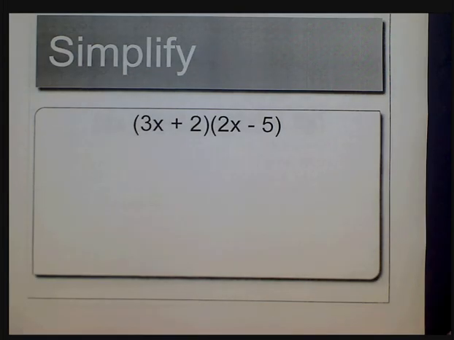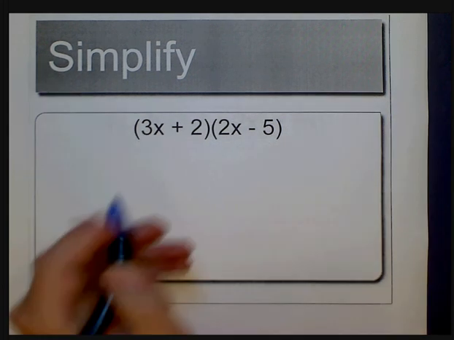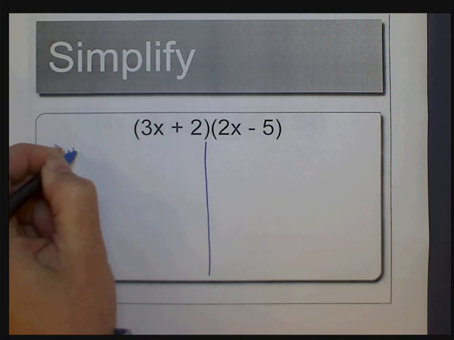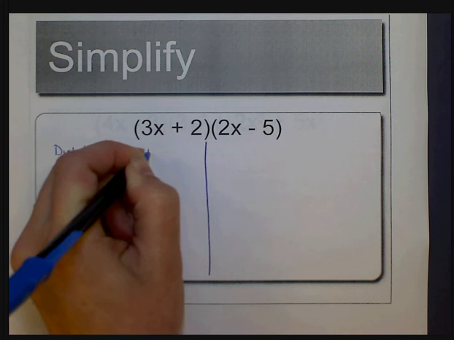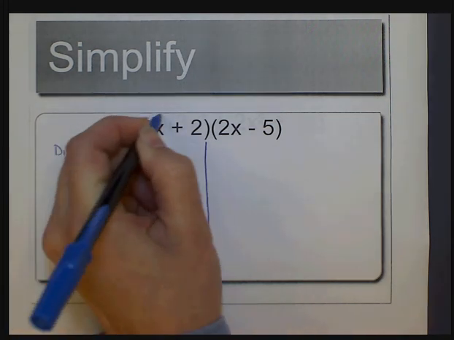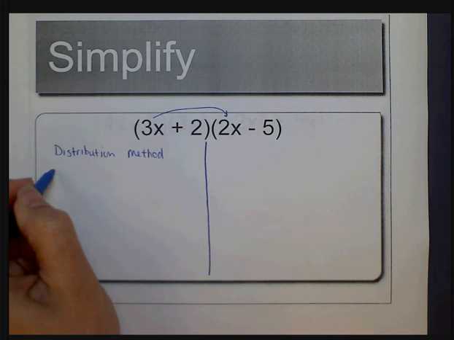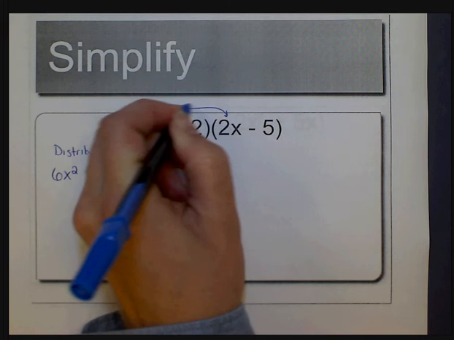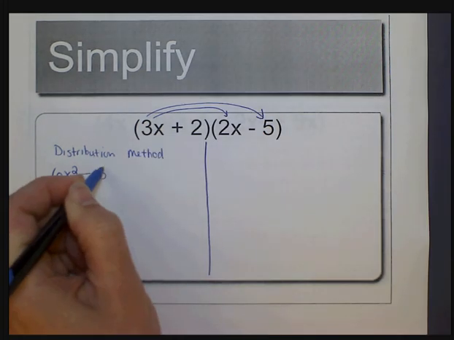So I have 3x plus 2 times 2x minus 5. So I'll show you both methods again. The distribution method. So I'll take 3x times 2x to give me 3 times 2 is 6, and x times x is x squared. And then 3x times a negative 5 to give me a negative 15x.